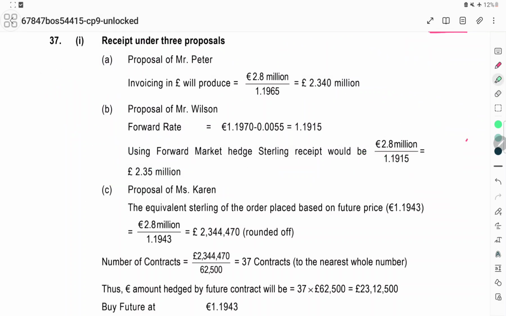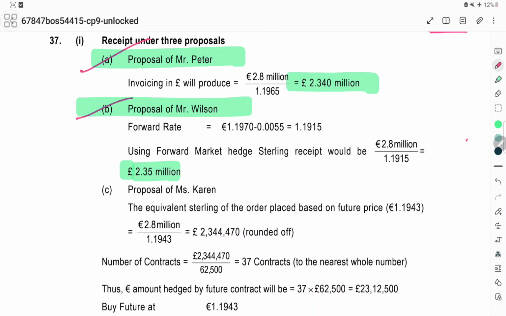So in this second proposal, the receipt is £2.35 million. In the first proposal, Peter's proposal, it was £2.34 million. Okay, so the second proposal is better. Till now, I'll select the second one if the two alternatives were present.